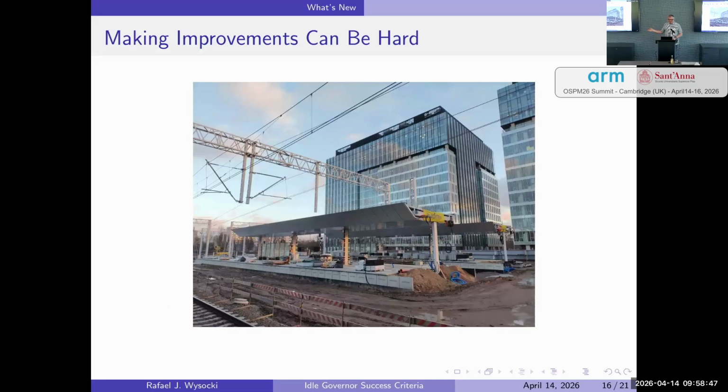Right. So making improvements can be hard, as seen in this photo. This is a railway station in Warsaw that was being reconstructed while in use, sort of, which took several years to do. Unfortunately, it's completed by now, but the photo was taken when this reconstruction was underway.